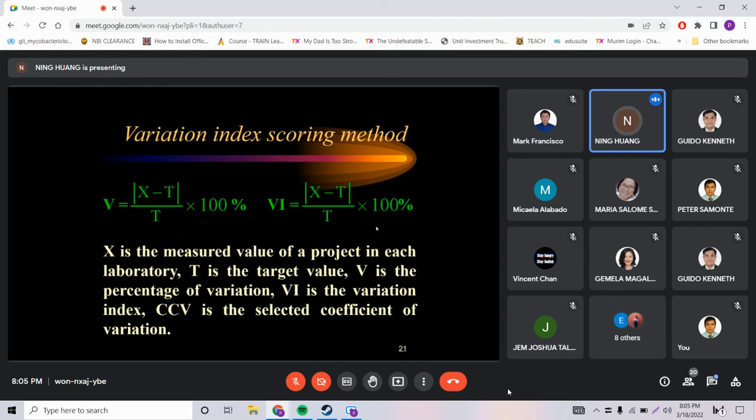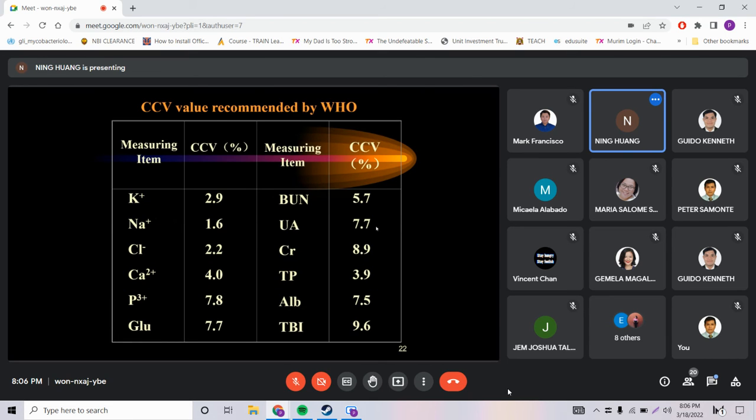Variation index scoring method. X is the measured value of a project in the laboratory. T is the target value. V is the percentage of variation. V1 is the variation index. CCV is the selected coefficient of variation. This is the CCV value recommended by WHO.